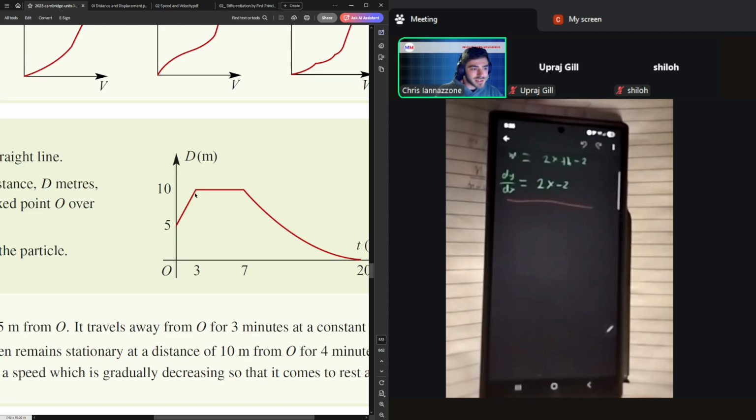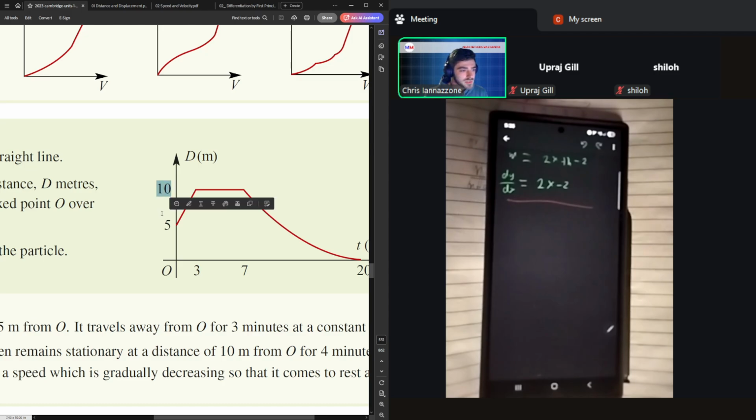Because this is a straight line, I can actually talk about its speed. Because the slope is consistent, it means the speed is consistent. The slope of any distance-time graph is always the speed of that section of the graph, because you have distance divided by time. Distance divided by time is always speed. And so you can actually calculate what this speed is going to be.